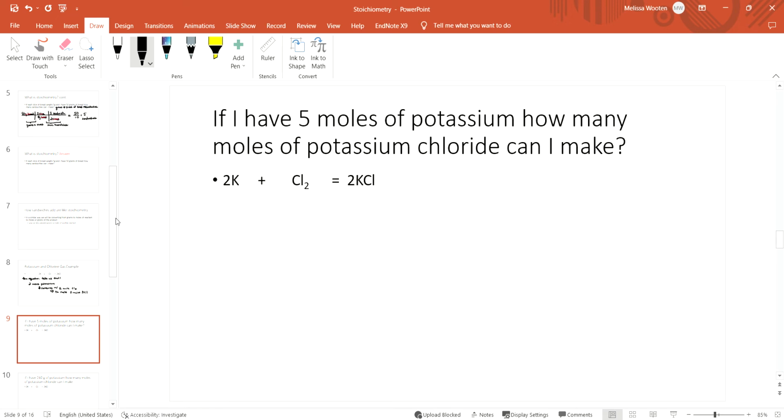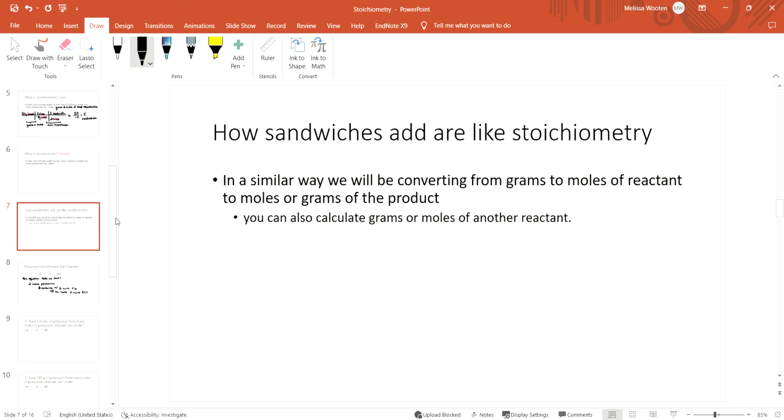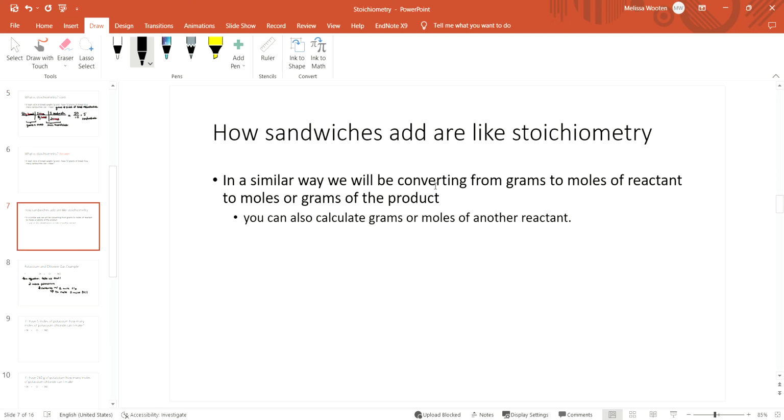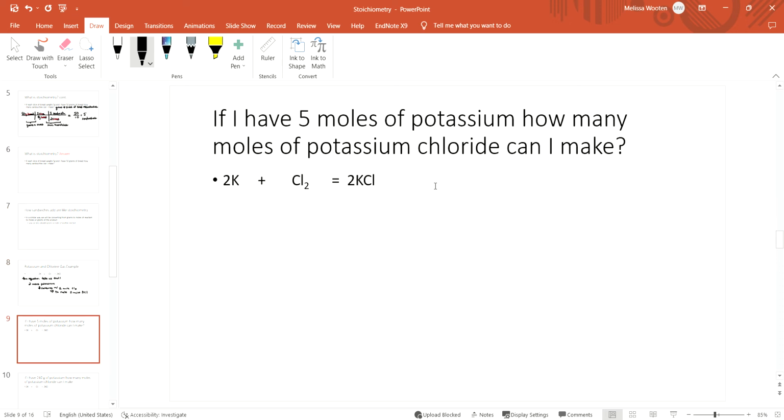Well, we're with the slices of bread, right? I started off with my given, which was 50 grams of bread. This was my conversion factor. The weight of each slice of bread was a conversion factor. Our given is what you want to start with.